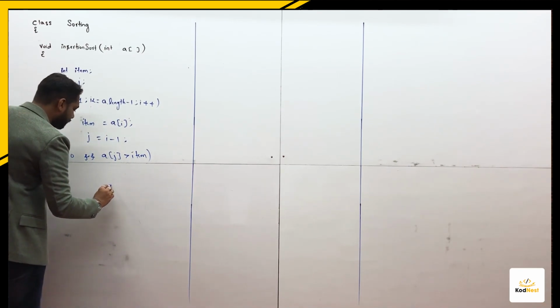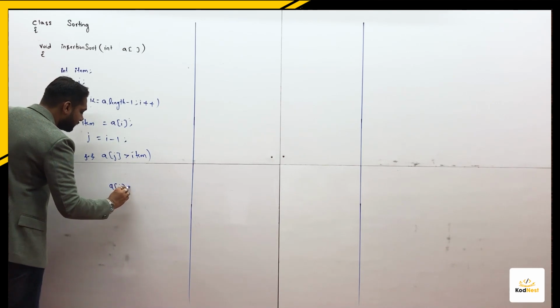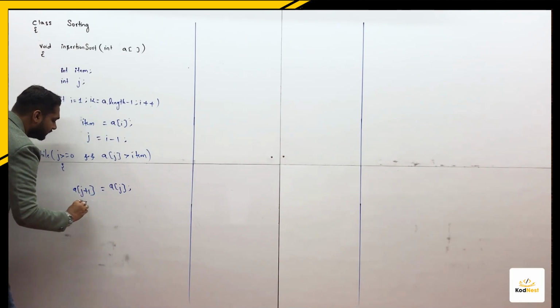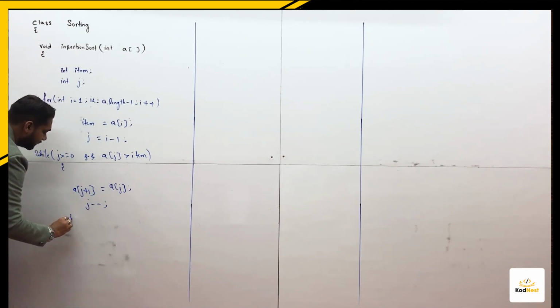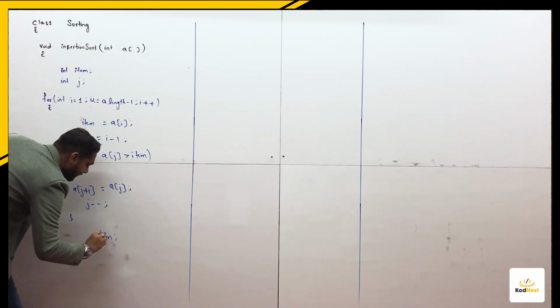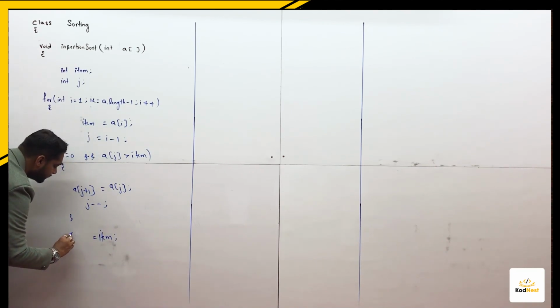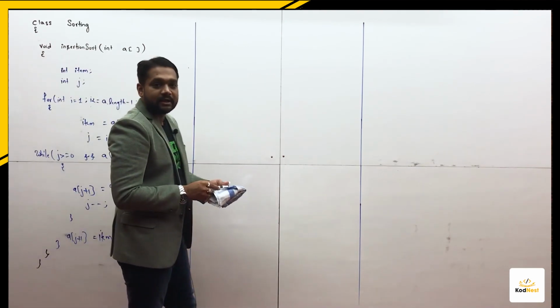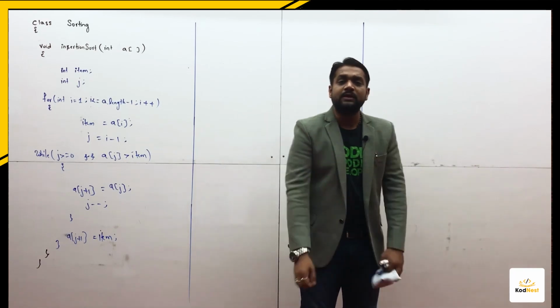How will you do it? Push a of j one level below. Decrement the value of j. Once you come out of this loop, whatever is there in item, take it and give it to a of j plus 1. That is the opening of the for, this is the closing of the for. That is the opening of the method called insertion sort, closing of the method, closing of the class called sorting. Method is ready, but I have to take the input from the keyboard.